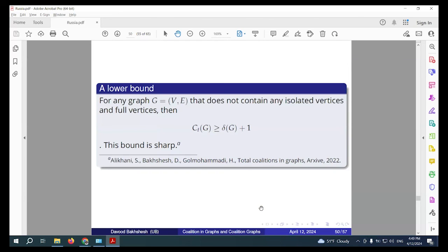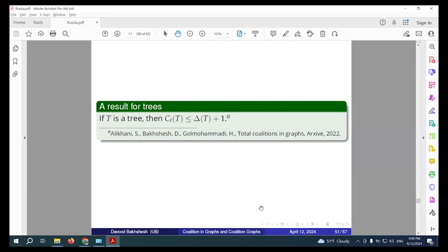And there is a lower bound in the paper titled "Total Coalition Graph." The authors prove that for any graph G that does not contain any isolated vertices and full vertices, the total coalition number of G is at least small delta(G) plus 1, and this bound is sharp. And for trees, there is a result: if T is a tree, then the total coalition number of T is at most big Delta(T) plus 1.